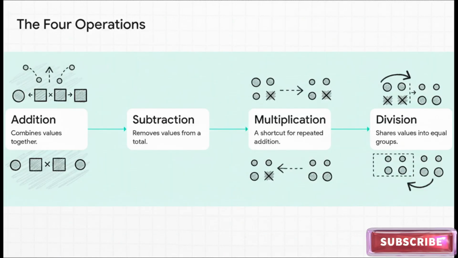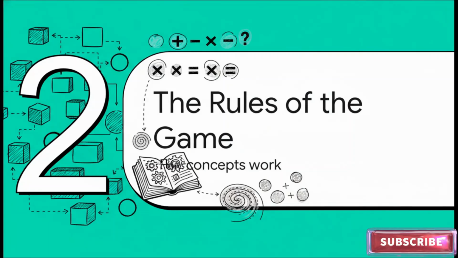Okay, so once we have numbers, we need to actually do stuff with them. And believe it or not, there are only 4 fundamental things you can do in math. Just 4. Add, subtract, multiply, and divide. That's the whole shebang. Every complex equation you have ever seen in your life is just some combination of these 4 simple moves.